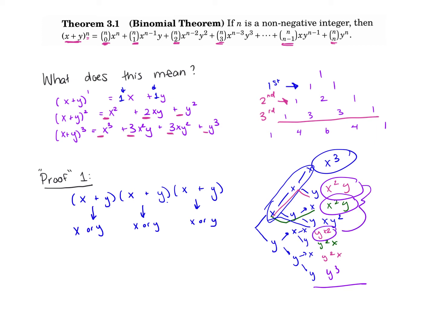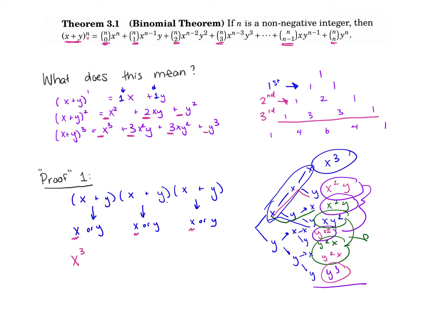So I have three of those. I have xy squared, three of those. And then finally I have my y cubed. Right, so that's the way that we can think about multiplying this out. So I ask myself, how many x cubes do I have? Well, there were three choices of x, and I needed to choose that every time.